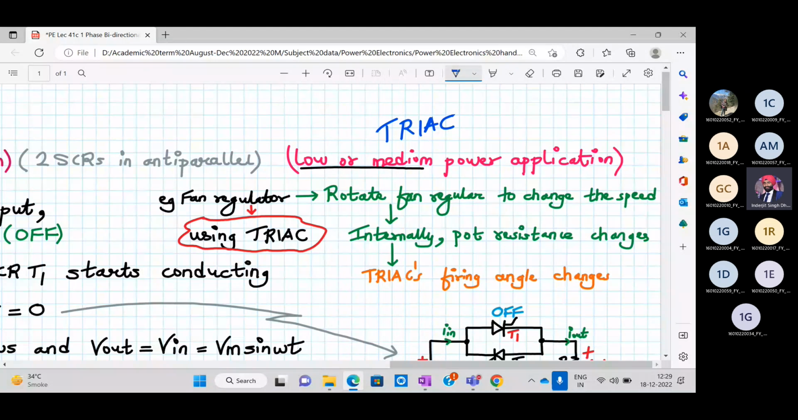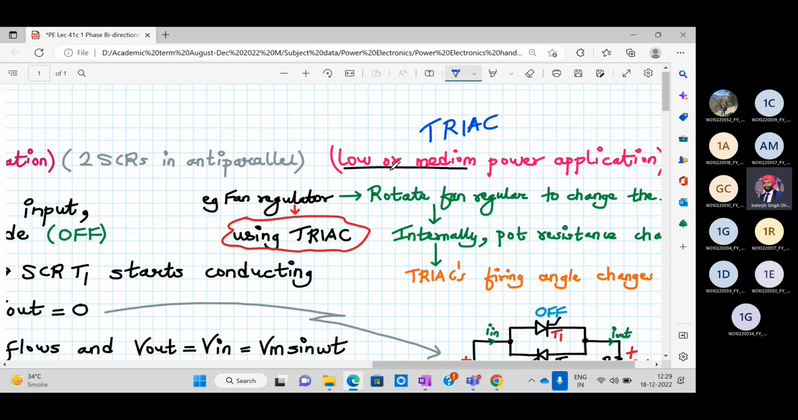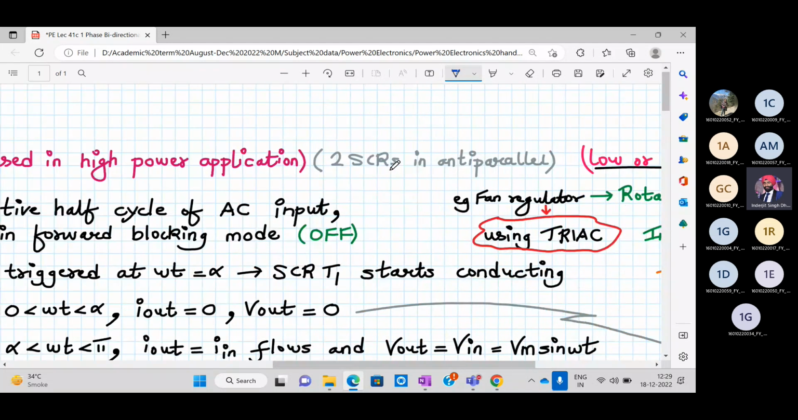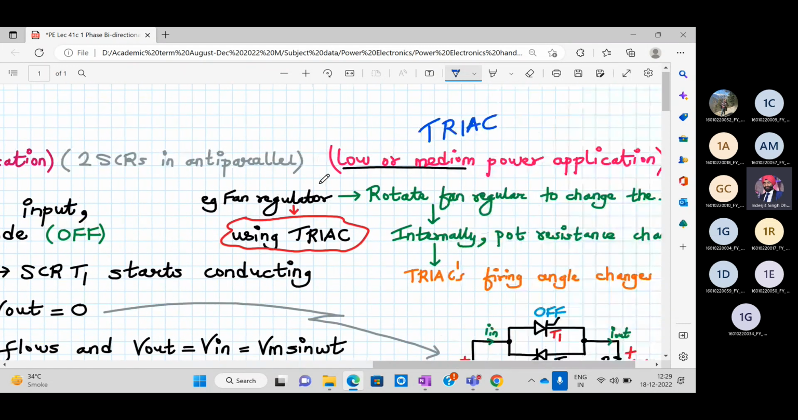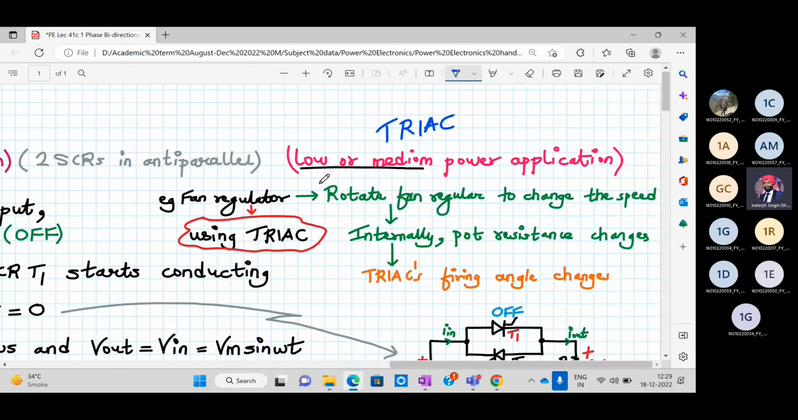Did you understand now? Same circuit, you can replace SCR by a triac because fan regulator is not a high power application. It's a low and medium power application. So that's why we don't use triac over here. We could use triac, but we are discussing a high power application. So for that, we can use two SCRs in anti-parallel. The ratings of the SCR are almost twice or thrice the rating of the triac. So triac is faster, SCR is slower, but SCR can sustain high voltages. But triac is meant for low and medium power application.